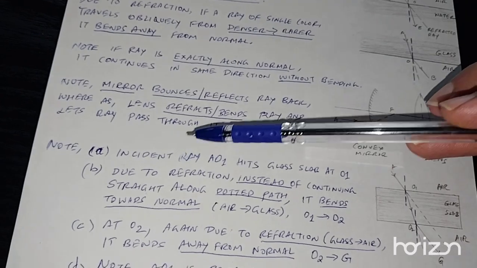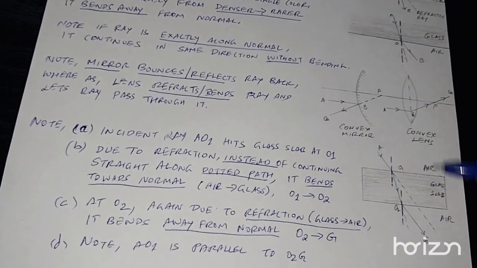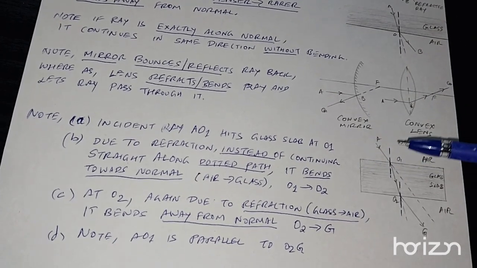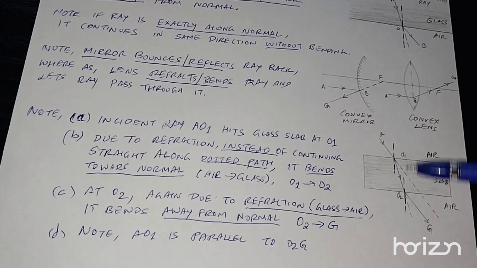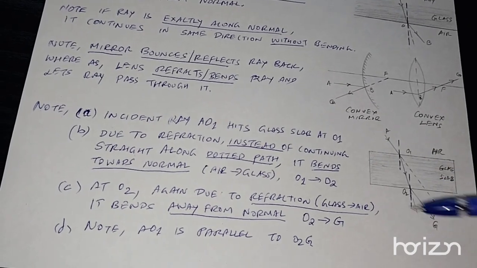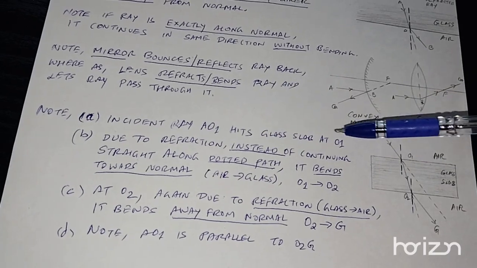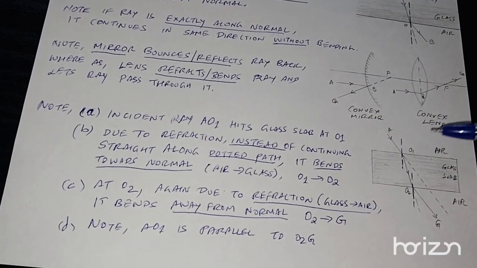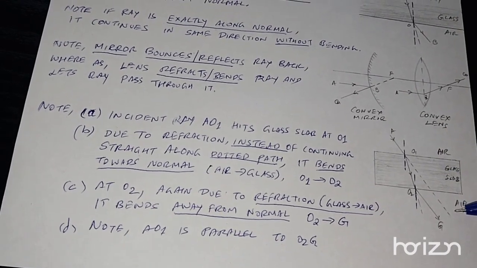Now with all this understanding, we can see how a ray intersects a glass slab, how it interacts with the glass slab and how it comes out. The incident ray AO1 hits the glass at O1. So this is air, this is the glass slab, this is air again, correct.